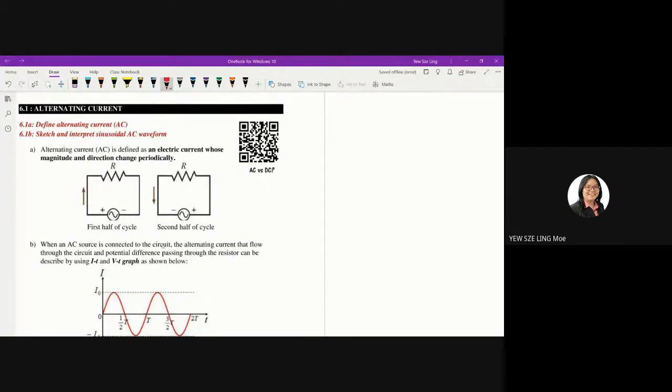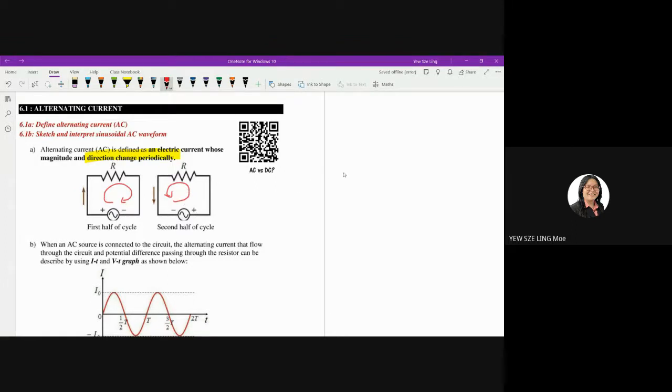If you look at this diagram, the first statement says alternating current is defined as a current whose magnitude and direction change periodically. So what does it mean? It means that maybe for the first half cycle, it's moving in the clockwise direction. And then after a half cycle, it changes its direction and goes in the opposite direction, the anti-clockwise direction.